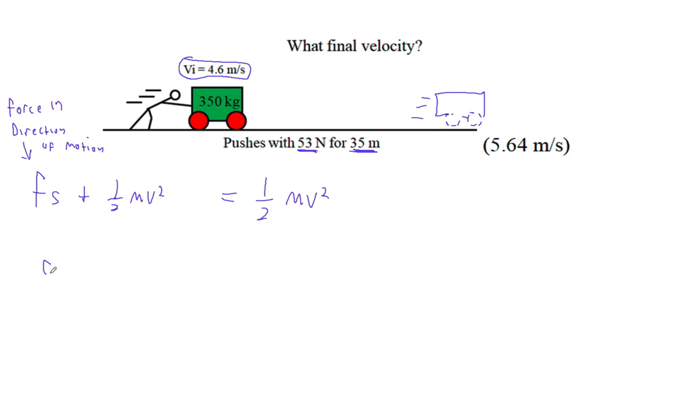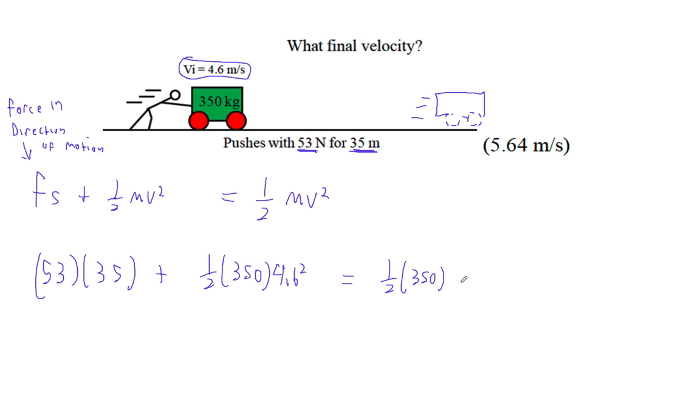So force, so 53 newtons times 35 meters. Dyslexics beware, right? Plus 1/2 350 times 4.6 squared equals 1/2 350 times v squared. So 53 times 35 is 1855. And 0.5 times 350 times 4.6 squared.